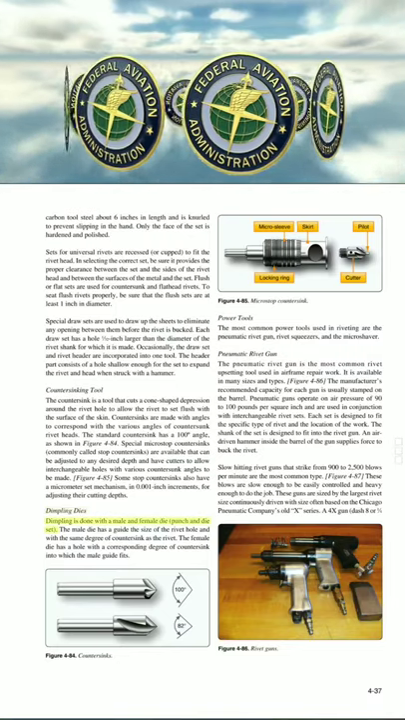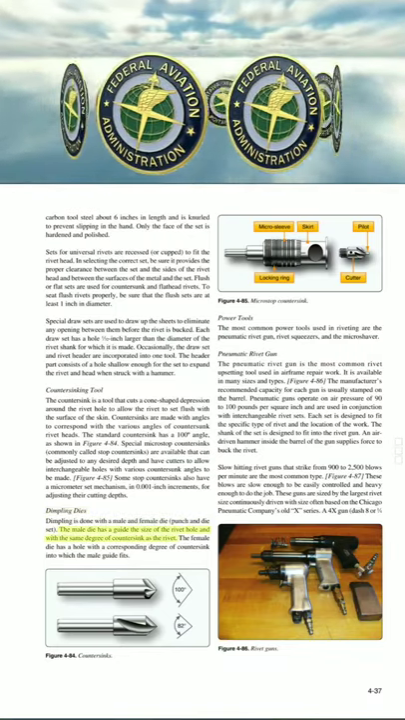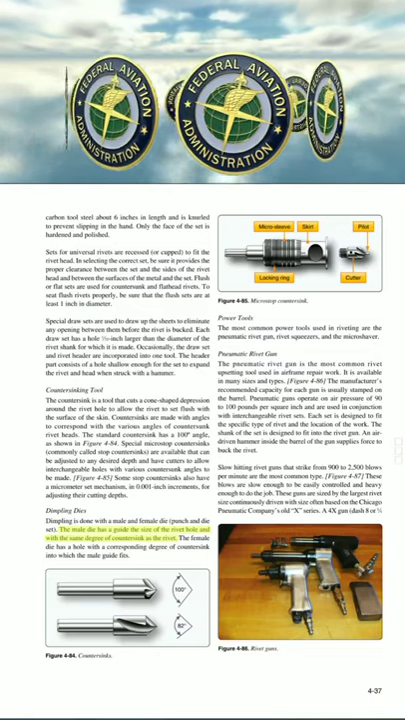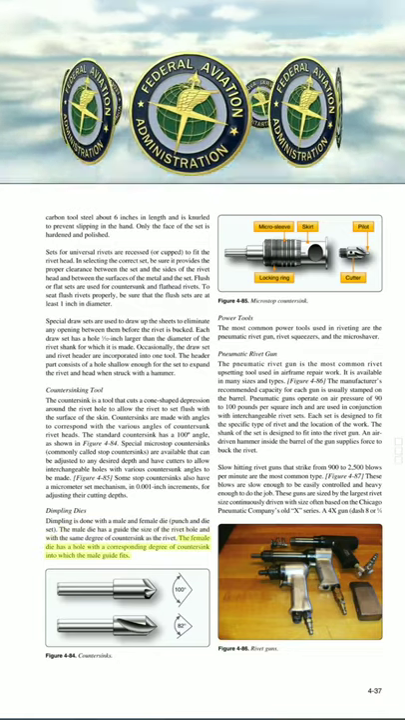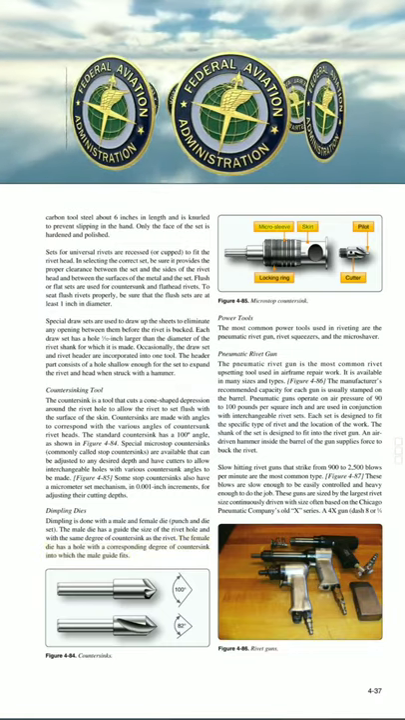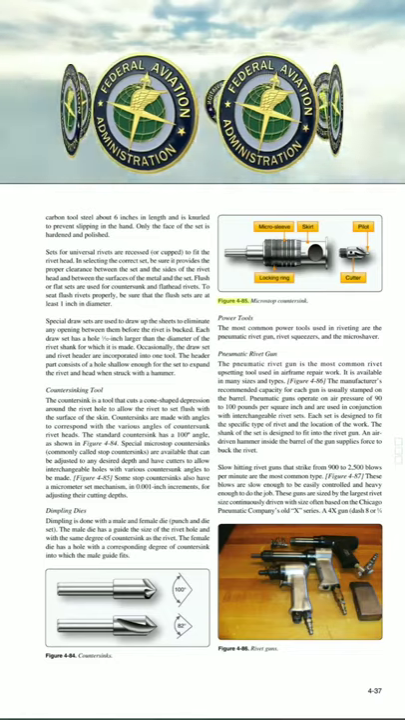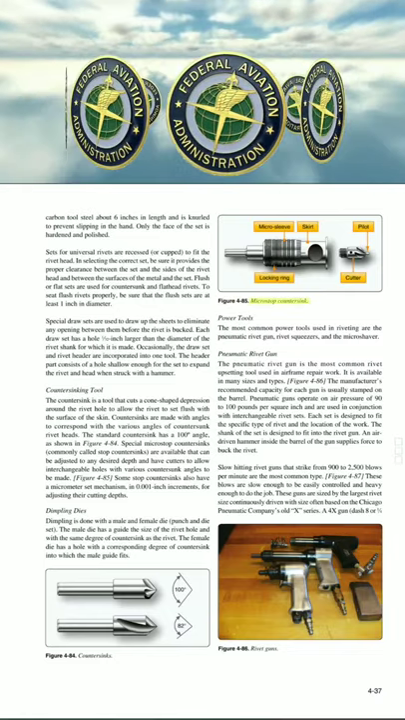Dimpling dies. Dimpling is done with a male and female die, a punch and die set. The male die has a guide the size of the rivet hole and with the same degree of countersink as the rivet. The female die has a hole with a corresponding degree of countersink into which the male guide fits. Micro sleeve skirt, eyelet, locking ring, cutter. Figure 4-85, micro stop countersink.